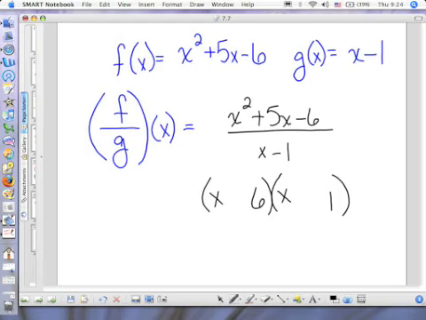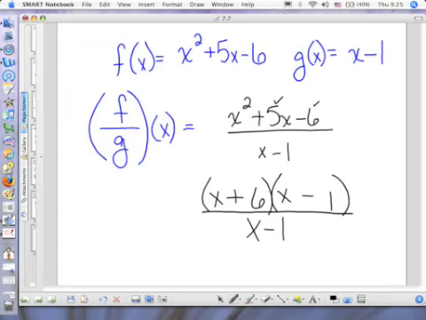Okay? So if I have this, that's x squared, 6x minus 1x gives me my positive 5x, and positive 6 times negative 1 gives me my negative 6. It's being divided by x minus 1. But before you cancel, what do you need to do to that denominator?